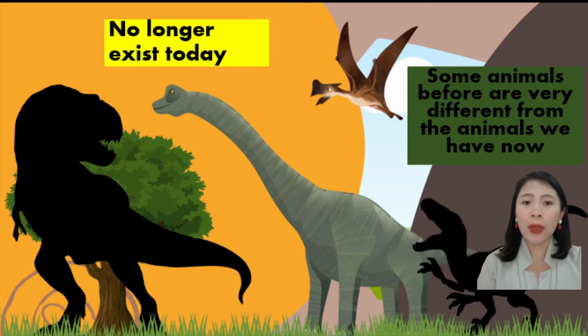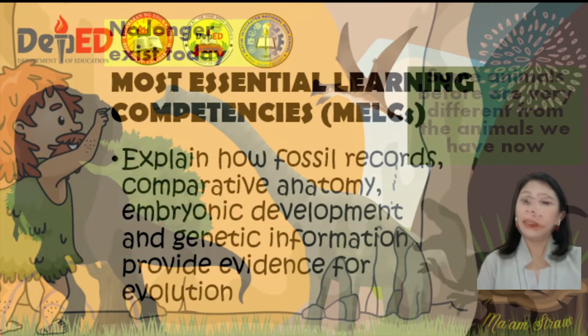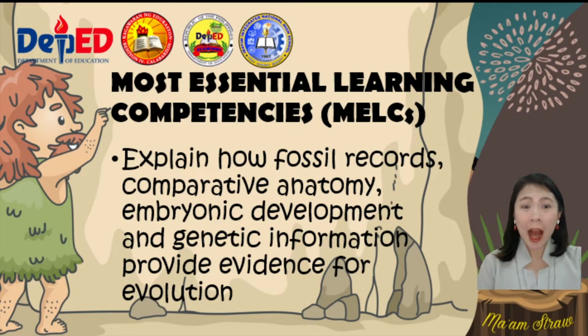You may also wonder why some animals that are present before are no longer existing today. Some extinctions of organisms were caused by various environmental factors and human activities. This lesson will explain how fossil records, comparative anatomy, embryonic development, and genetic information provide evidence for evolution.